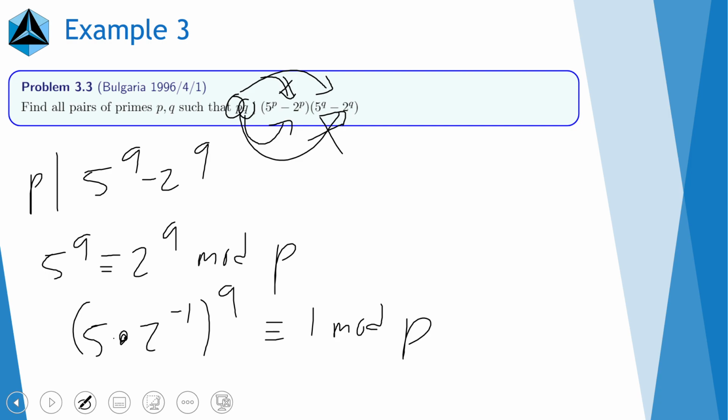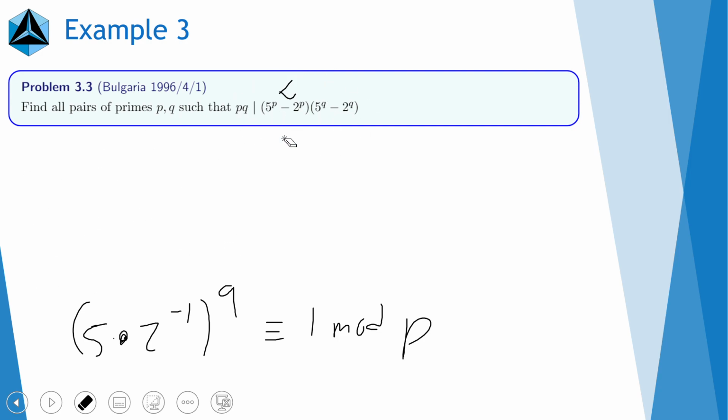Well, you may have been wondering while I was doing this problem, where are we using orders? Well, we're finally using orders here now. So this gives us that the order of 5 times 2 to the negative 1 mod p divides q. But since q is prime, this means that this has to equal either 1 or q.